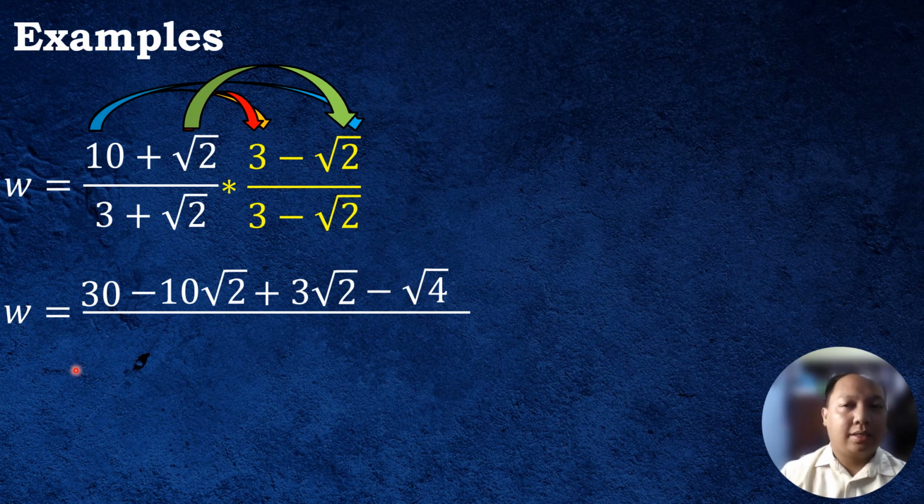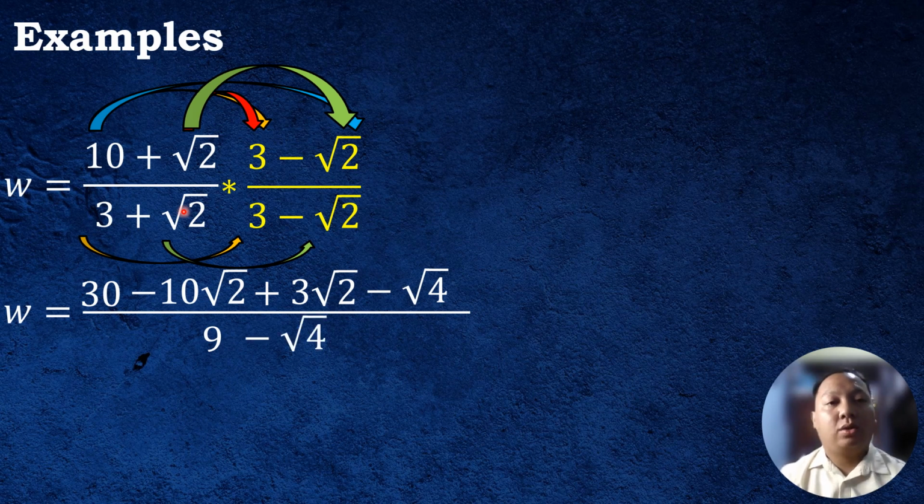Sa denominator naman, since kung napapansin natin, it's the product of sum and difference. Yung una at dulo lang yung i-multiply natin. So 3 times 3 is 9. Then square root of 2 times negative square root of 2 is negative square root of 4.